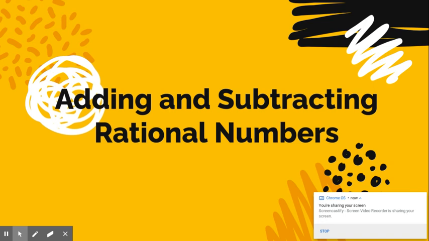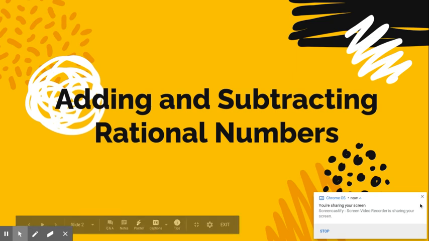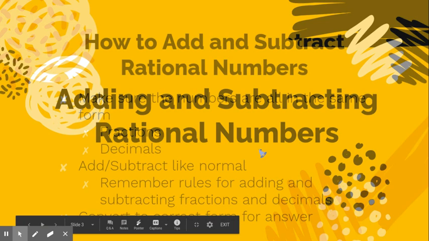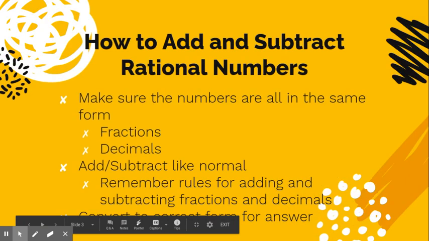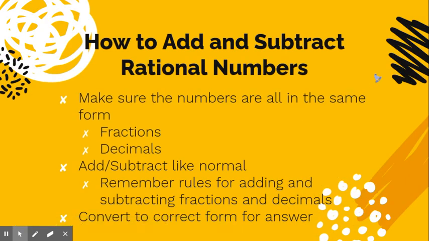Remember, rational numbers are anything that can be written as a fraction. They're fractions, decimals, whole numbers, negative numbers. Any of those are all rational numbers. So we're going to be dealing with all of those. Okay, so when we want to know how to add and subtract, we want to make sure the numbers are all in the same form. So make sure they're all fractions or they're all decimals. That makes it really easy to add and subtract them and to perform these operations on them.